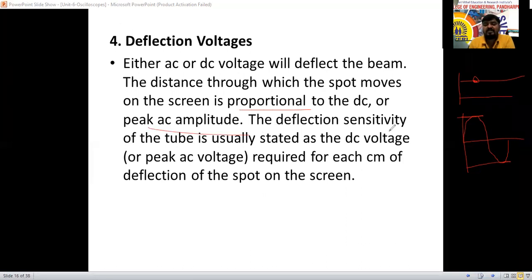So the deflection sensitivity of the tube is usually stated as the DC voltage or peak of the AC voltage required for each centimeter of deflection of the spot on the screen. This is going to deflect here. So for each centimeter of deflection of the spot on the screen, the supply is required. That deflects the signals on the screen, so that is the deflecting voltage. So for the operation of the CRT, operating voltages are required.